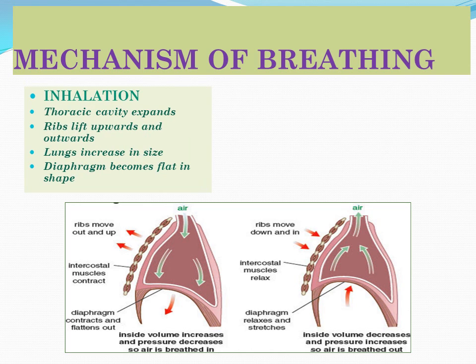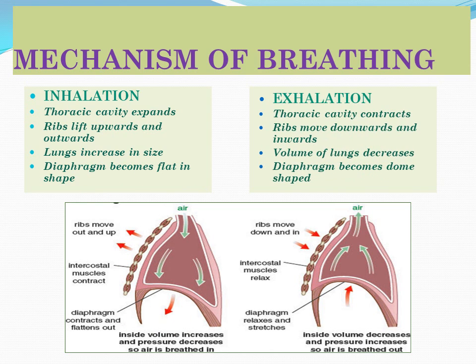Now you can see inhalation. What happens in inhalation, that we have discussed right now. See, this thoracic cavity expands, ribs lift upwards and outwards, lungs increase in size, and the diaphragm becomes flat in shape. Now in case of exhalation, the thoracic cavity contracts, ribs move downwards and inwards, the volume of lungs decreases, and the diaphragm becomes dome shaped again in its original shape.